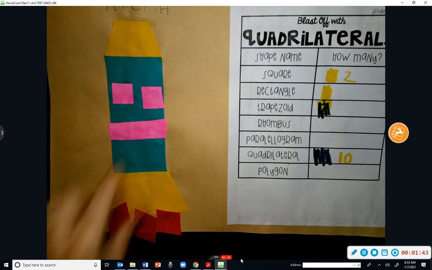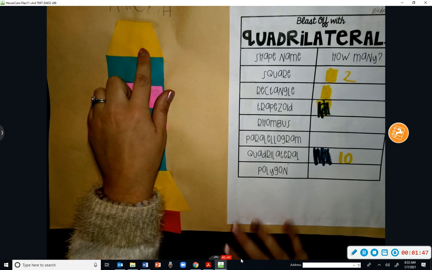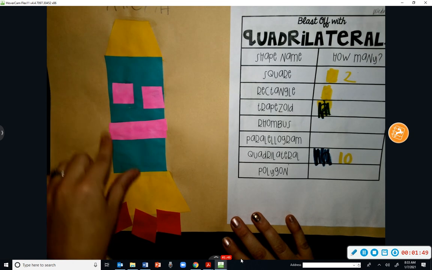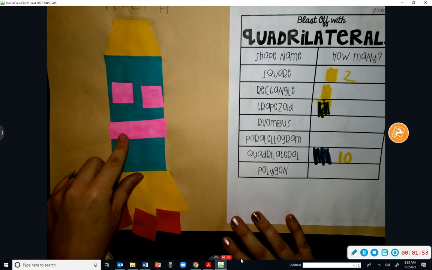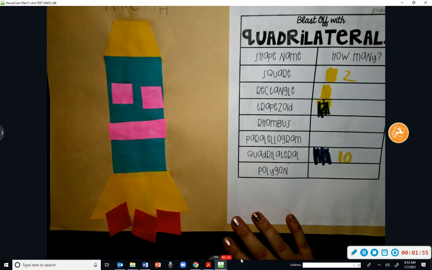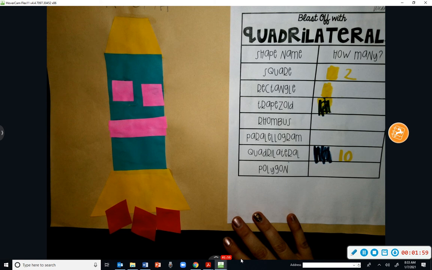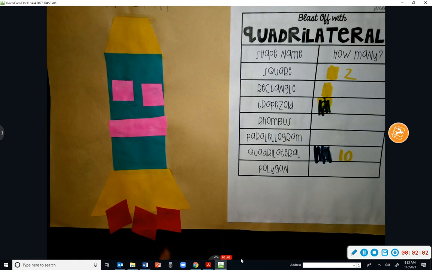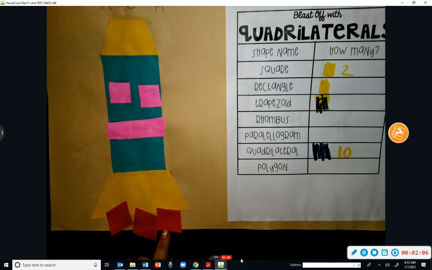Okay, does this shape have 4 equal sides? No. Does the rectangle body piece? No. These hot pink ones? No, they don't have 4 equal sides. What about the rhombuses down here? Actually, they do. Okay? The rhombus does have 4 equal sides, but a square also has to have 4 right angles.